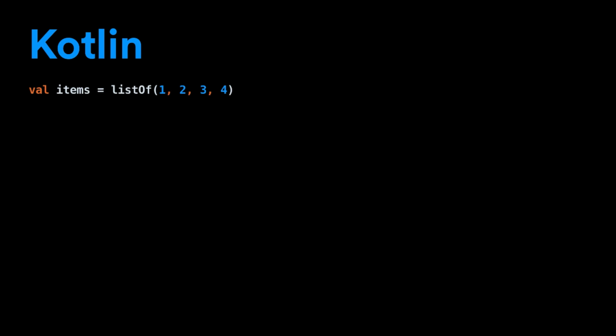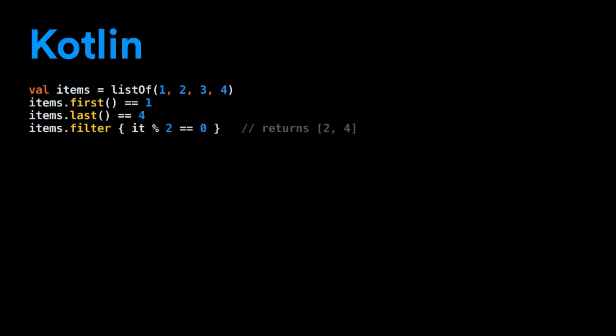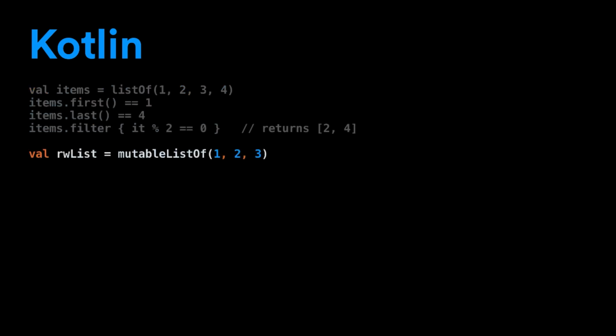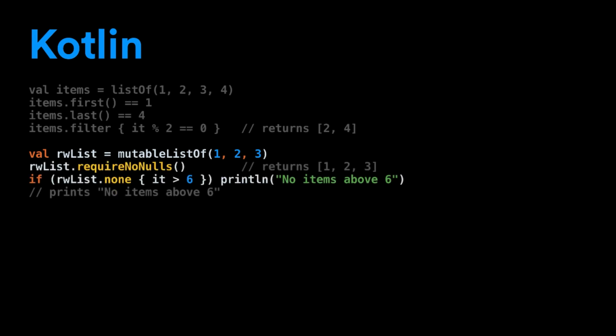For instance, if I create a list of 1, 2, 3, 4 in my items, as we saw, we have some nice standard library methods to say what's the first, what's the last. Let's filter out whatever doesn't apply to that function. I could create a rewritable list that's a mutable list of things that allows us to add or subtract values from it. In that case, I could filter that there are no nulls in there. In this case, it just returns the same thing.